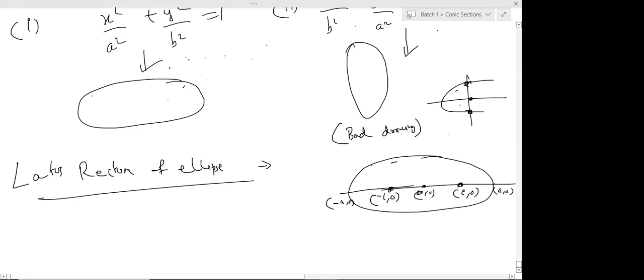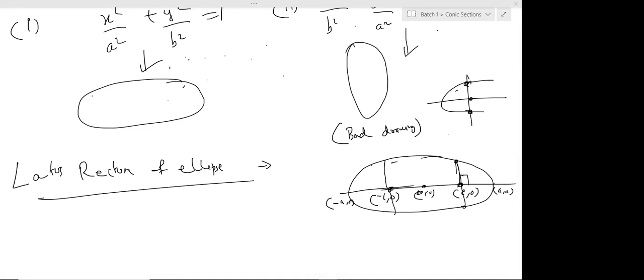In the same way, this will be the latus rectum here, which passes through the focus, perpendicular to the major axis, and endpoints on the ellipse. Absolutely right, Ashma. All right. Is this clear? Yes, sir. Okay, write down the definition.